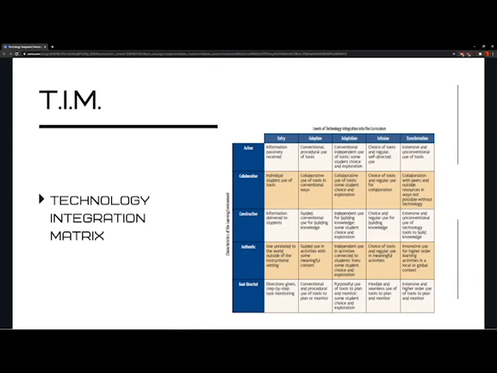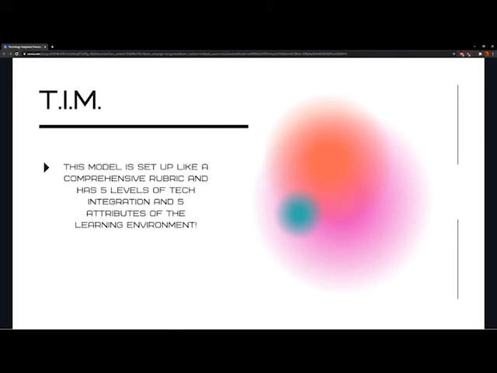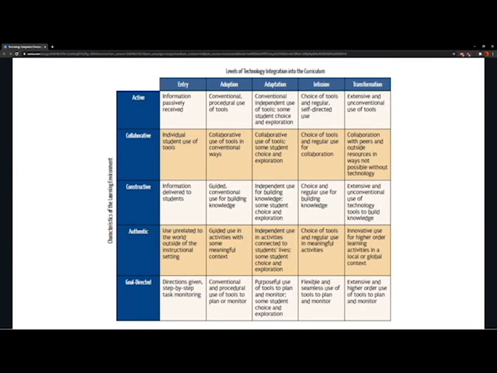The next model we're going to talk about is the TIM model. It stands for Technology Integration Matrix. And as you can see, this model is set up like a comprehensive rubric and has 5 levels of technology integration and 5 attributes of the learning environment. So you can look at this and you can say that your learning environment is active, and the level of technology integration is adaptation, and it reads conventional independent use of tools, and some students choose and explore.